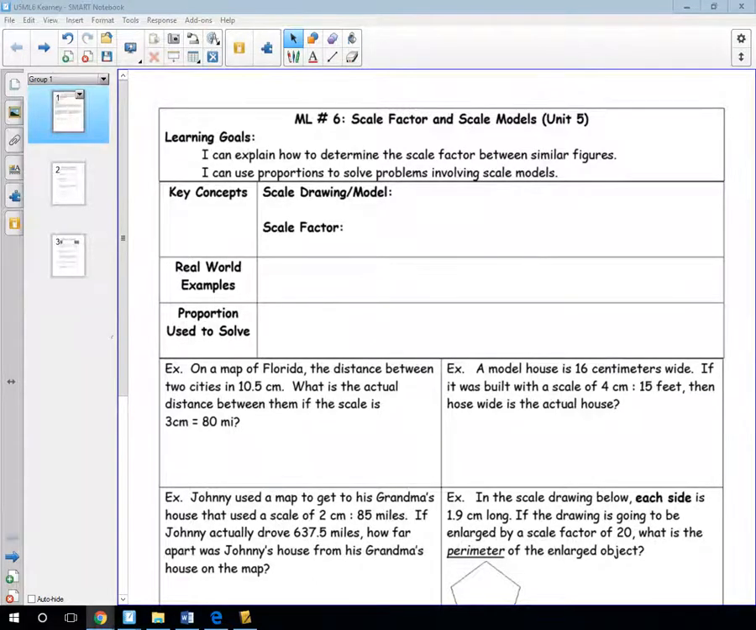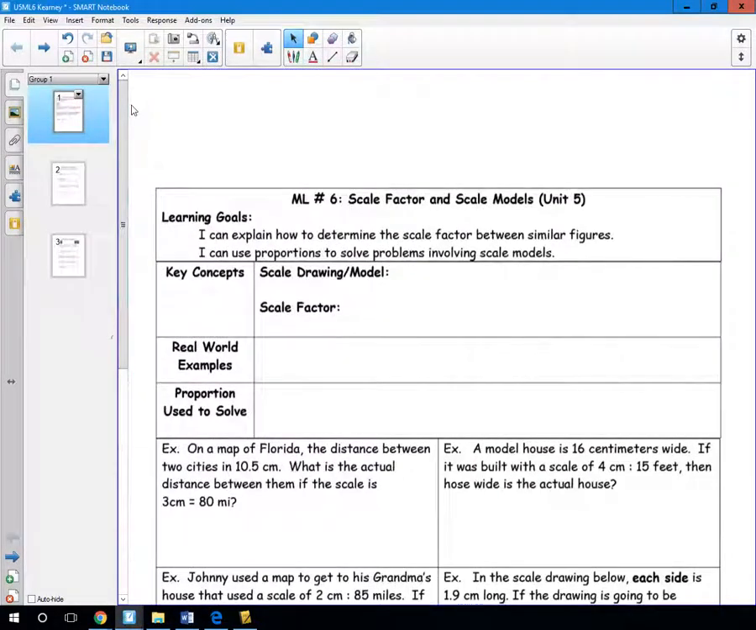We are featuring on today's show mini lesson 6, scale factor and scale models. So at the top of your mini lesson, go ahead and write, this is entry number 6.